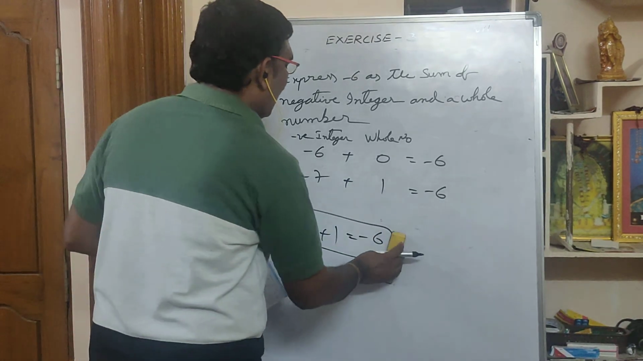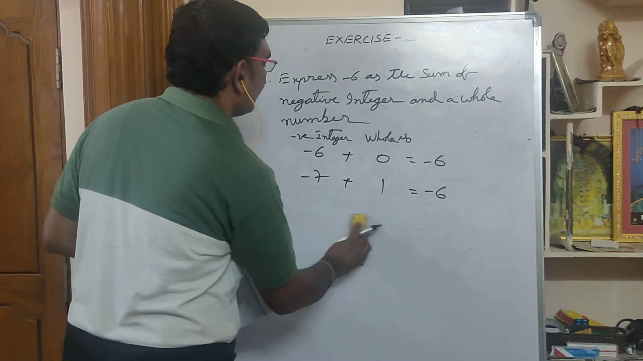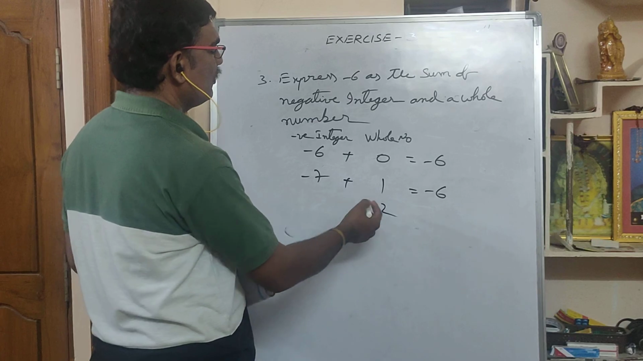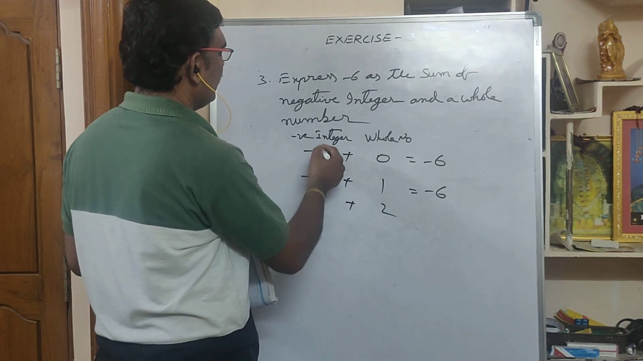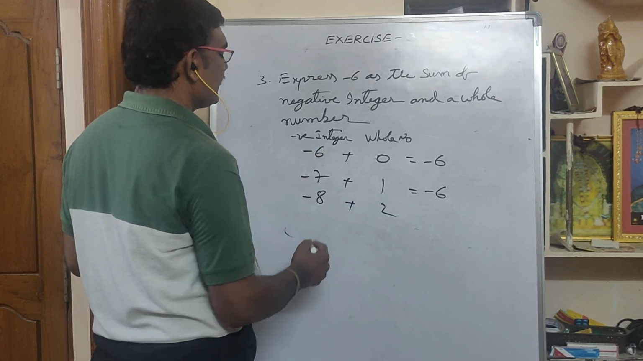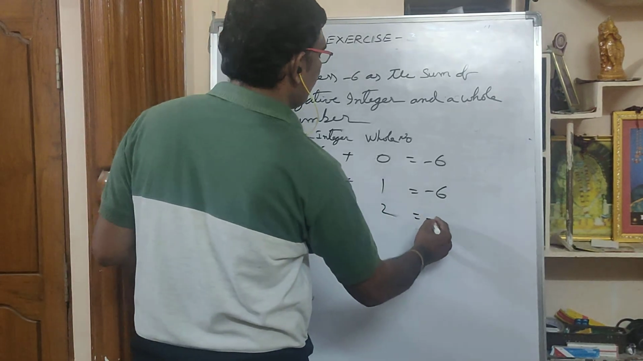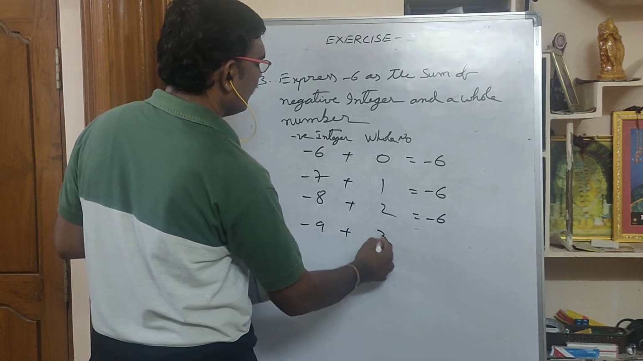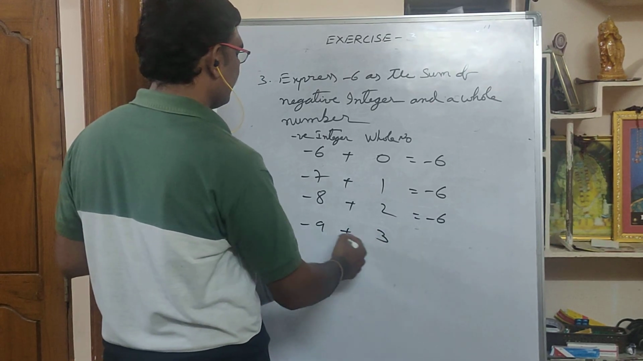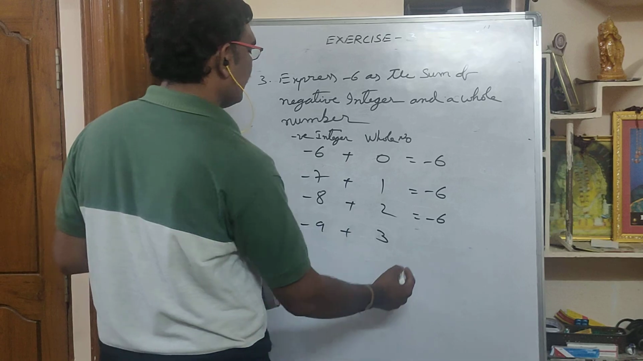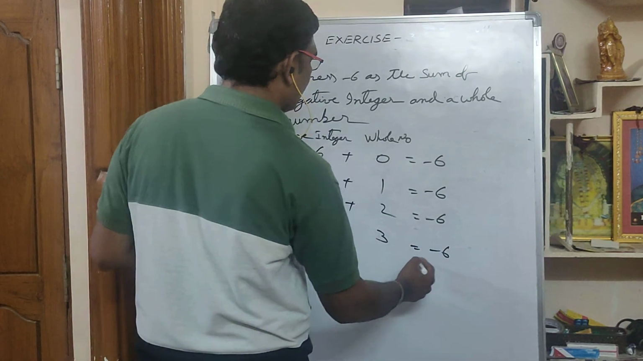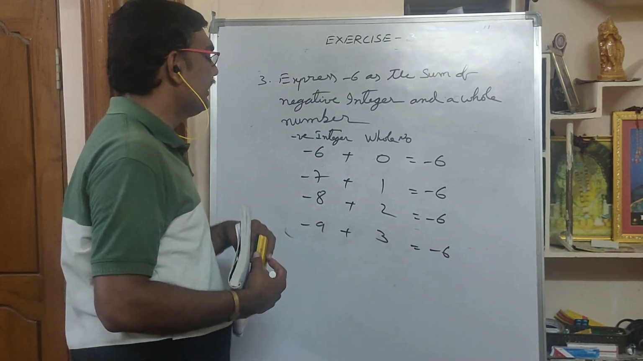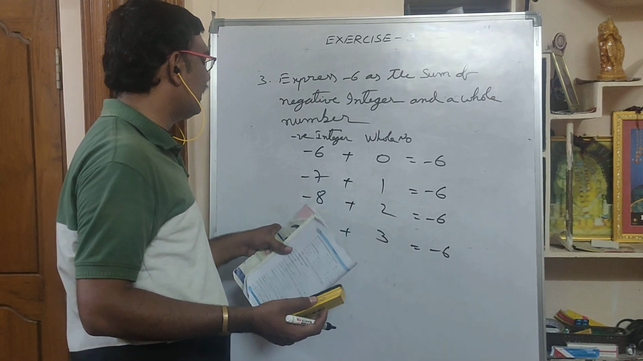Same like that, how many can we write? We will see it here. After the second whole number 1 comes 2. Here it is increasing, minus 8. It is minus 6 only. And again here minus 9 plus 3. How much are you getting? Minus 6. How many can you write like this? We can write infinitely. Infinite whole numbers you can write.